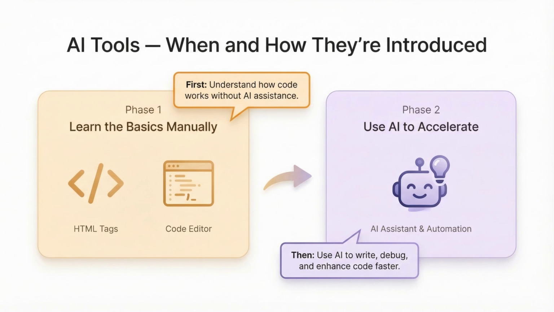This is actually a really sound pedagogical approach. Learning to code without AI first means you can read and understand what AI generates later. You won't be blindly copying output you don't understand. You'll be able to verify, modify, and build on it, which is the real skill employers and clients care about.